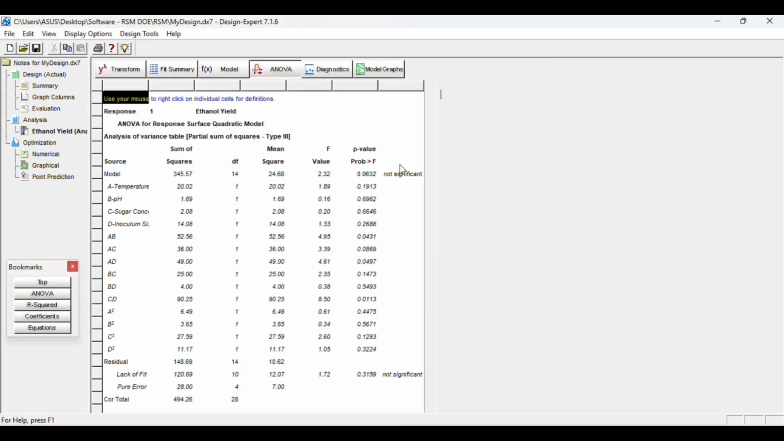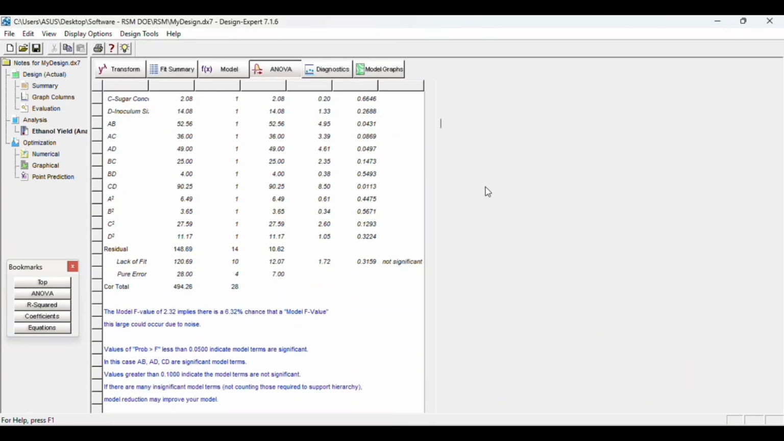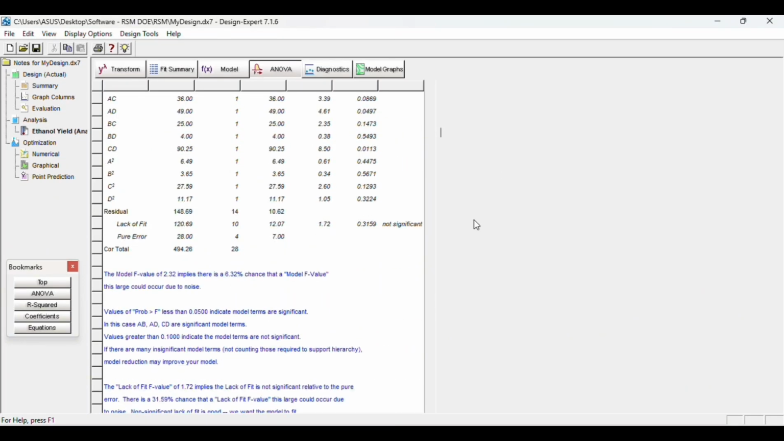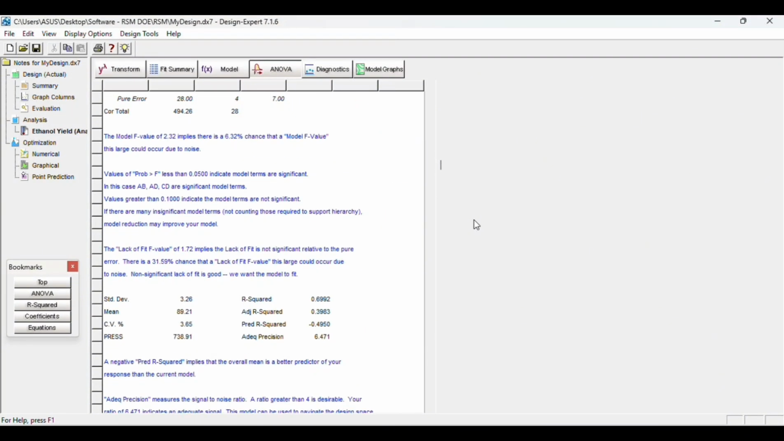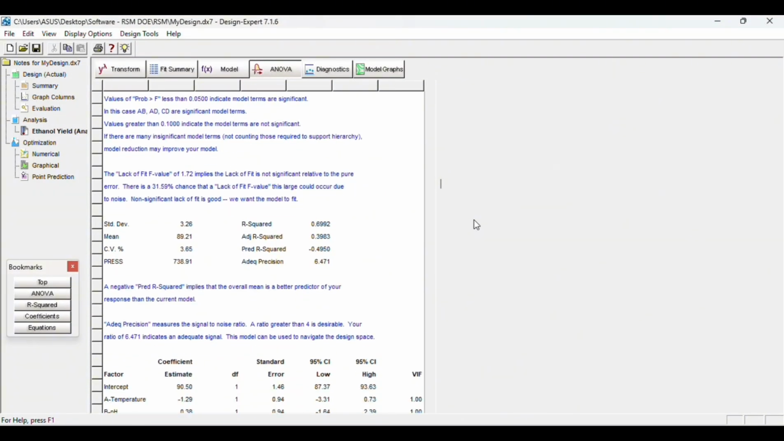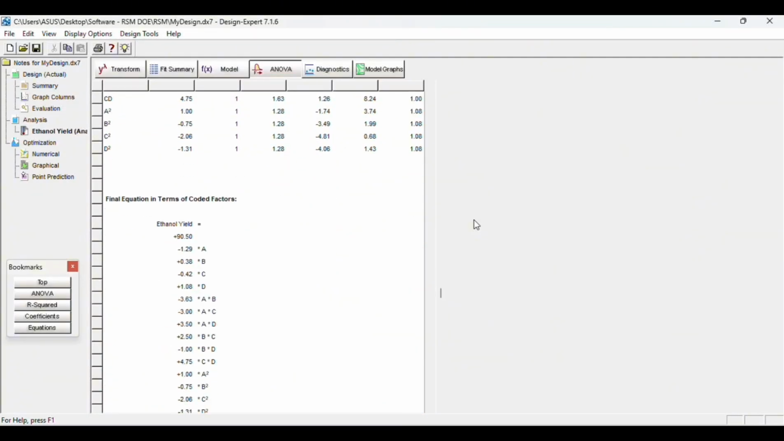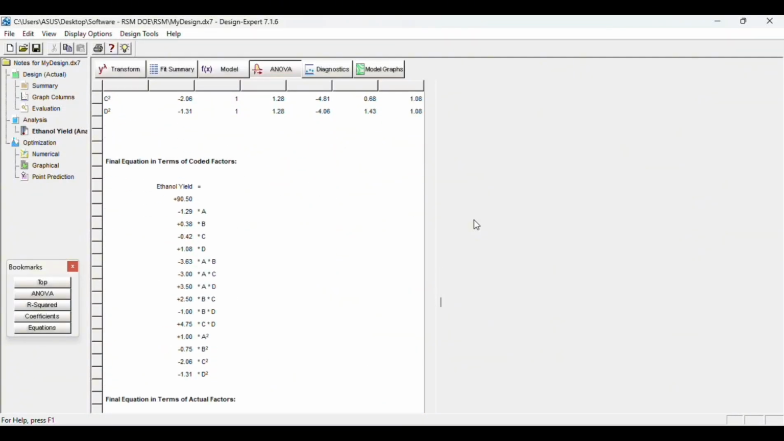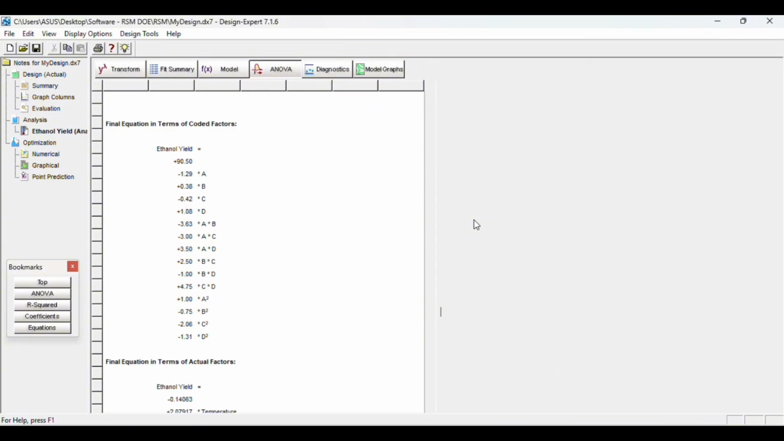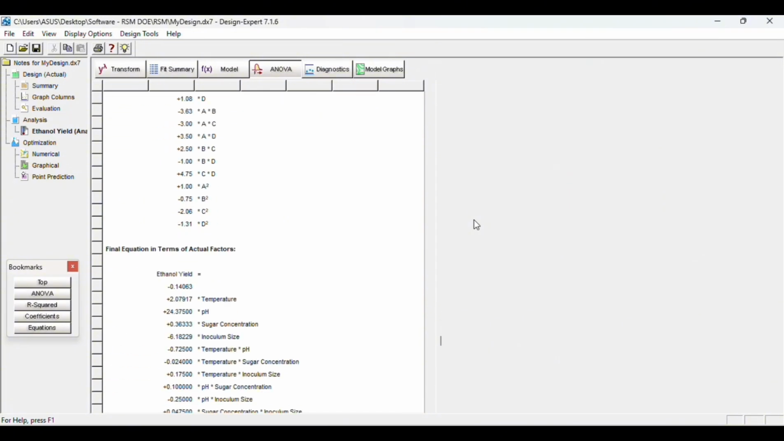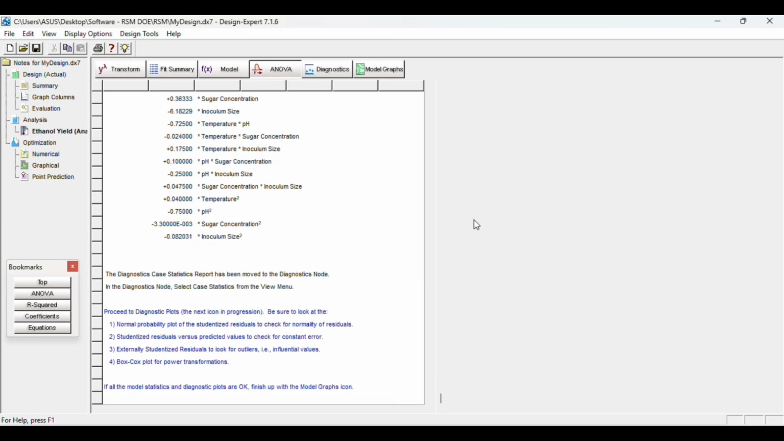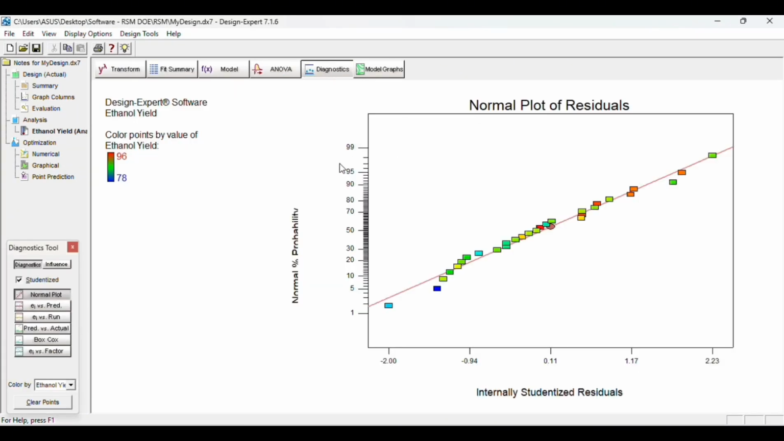And here we can see the ANOVA. For ANOVA, we can see the values for the F value, P value, mean, and square. Also we can see the values for lack of fit, pure error, and for the R square, standard deviation, mean, CV percentage. And also we can see the final equation in terms of coded factors, also the final equation in terms of actual factors. And for the diagnostic part, we can see the normal plot of residuals.